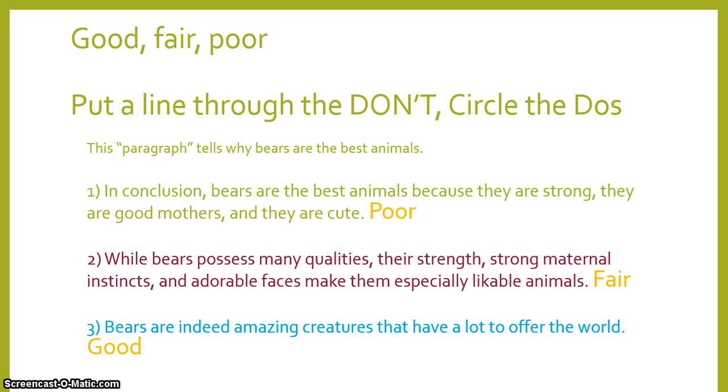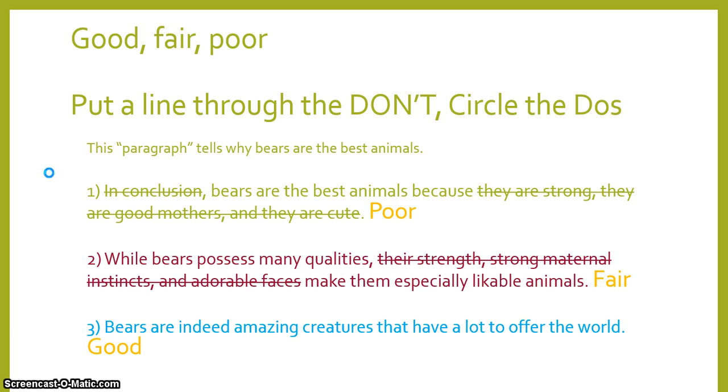I want you to look at them and think about what don'ts are in these that make them fair or poor, and what do's are in them that make them good. I can tell you to start off: "in conclusion." I want you to draw a line right through "in conclusion" because that's a don't. Look for other don'ts and draw lines through them, and circle the do's. You want to pause the video and do that.